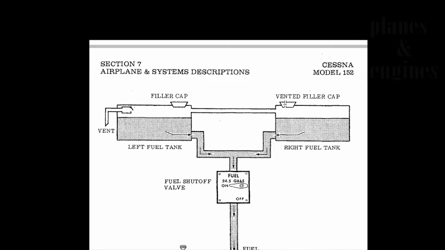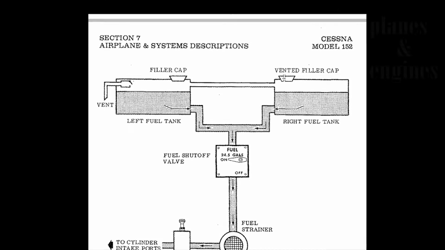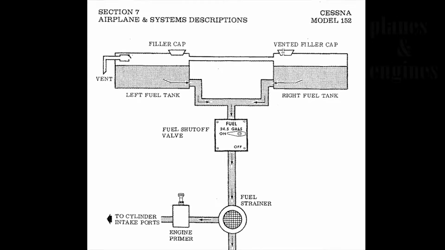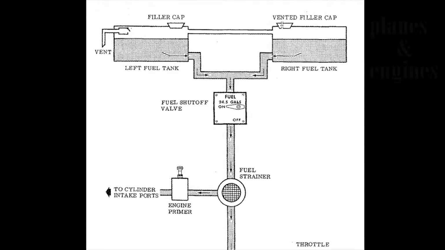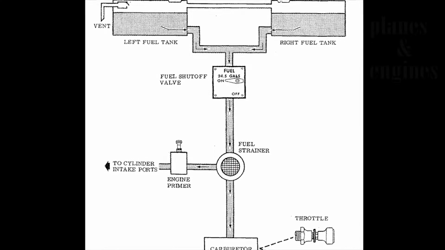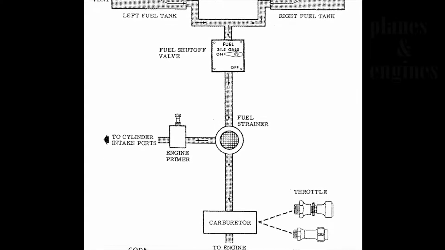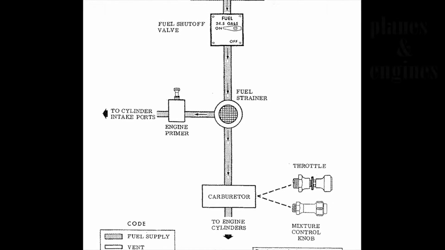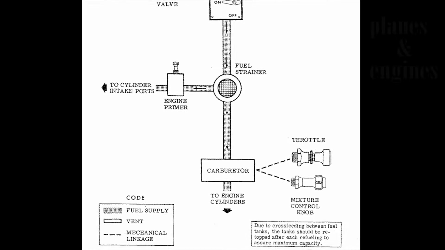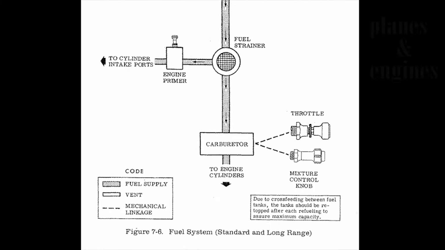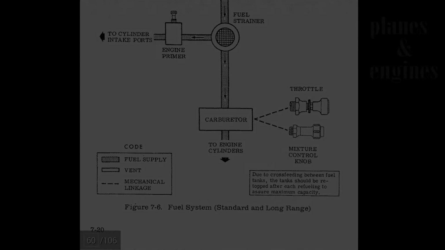In this system, fuel flows by gravity from the two wing tanks to a fuel shutoff valve. With the valve in the on position, fuel flows through a strainer to the carburetor. From the carburetor, mixed fuel and air flows to the cylinders through intake manifold tubes. The manual primer draws its fuel from the fuel strainer and injects it into the cylinder intake ports.